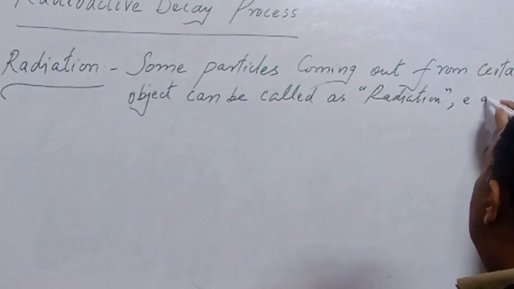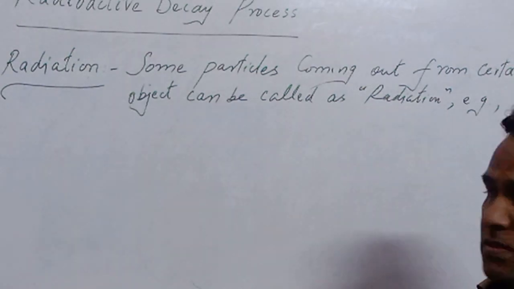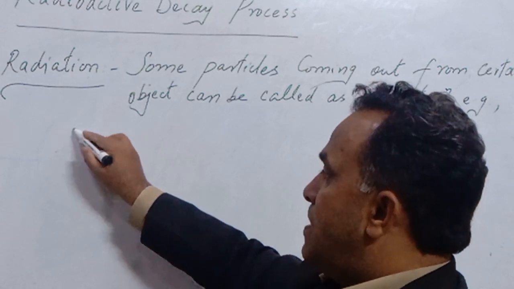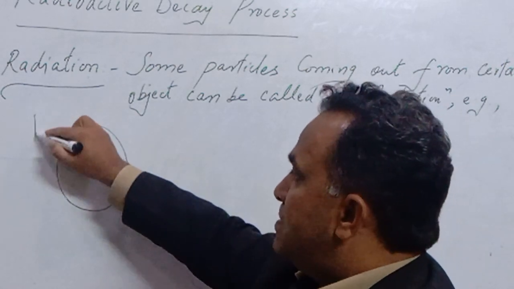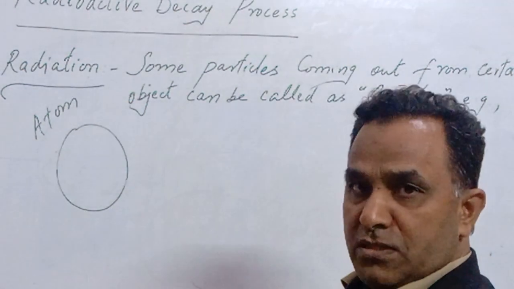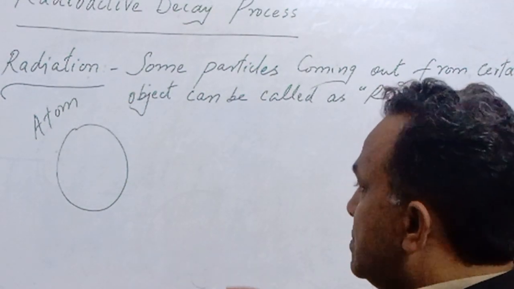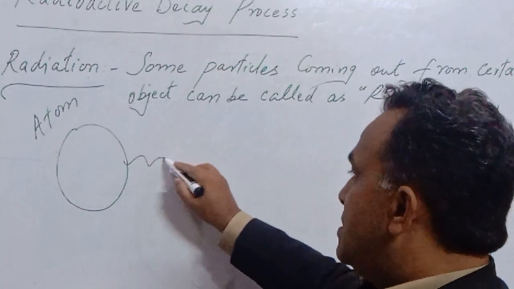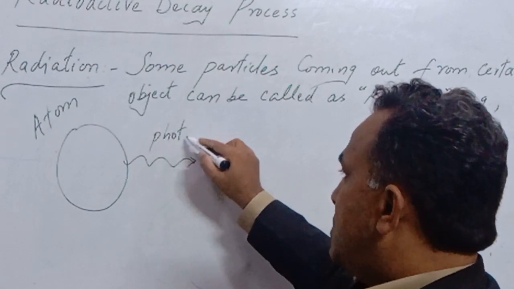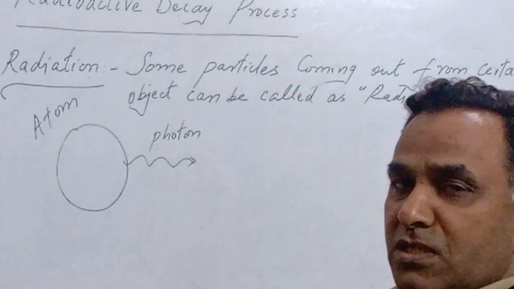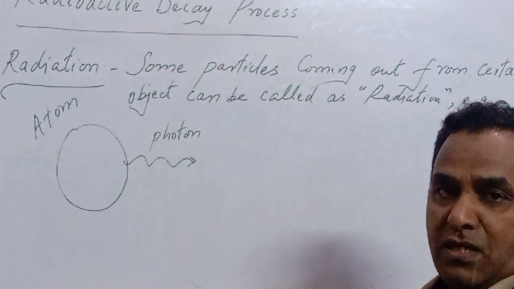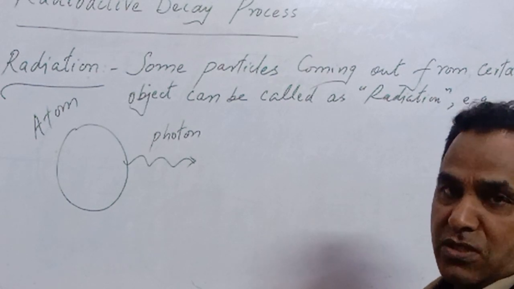For example, let's say there is an atom, and I'm not showing the nucleus and the electrons here. If some photon is coming from the interior of the atom, this photon will be a kind of radiation. You know that this is called electromagnetic radiation.